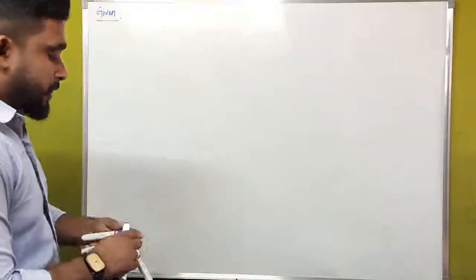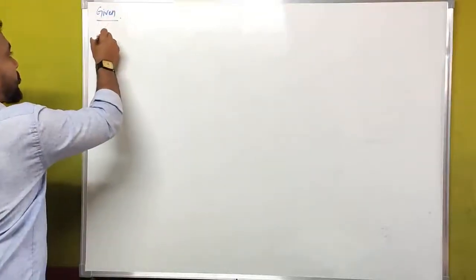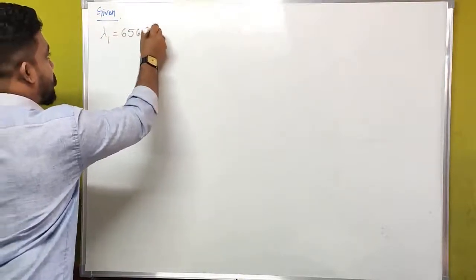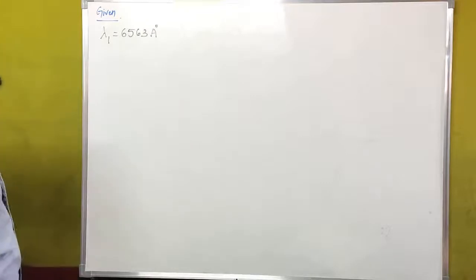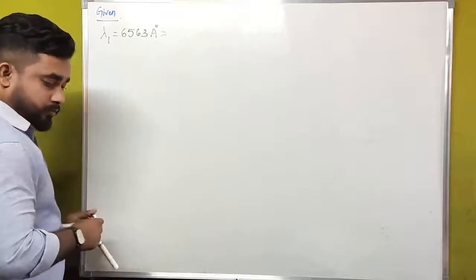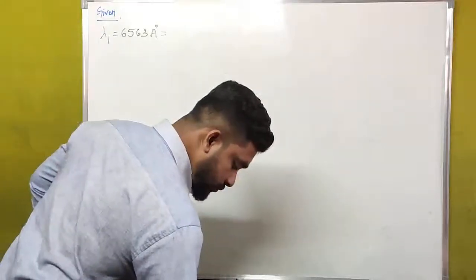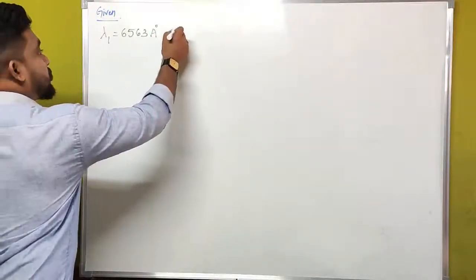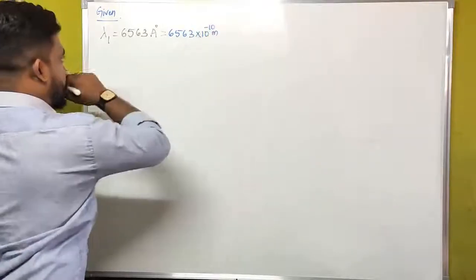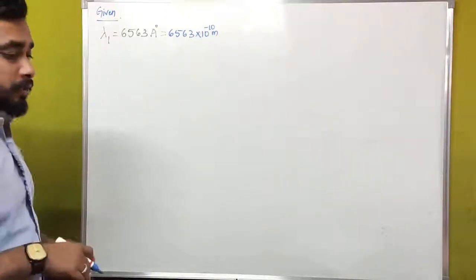Now, what are the given factors here? One is wavelength. That is, the initial wavelength lambda 1 is equal to 6563 angstrom. That is nothing but 6563 into 10 to the power of minus 10 meter. The value of wavelength, that is lambda 1, is the initial wavelength of the Balmer series.